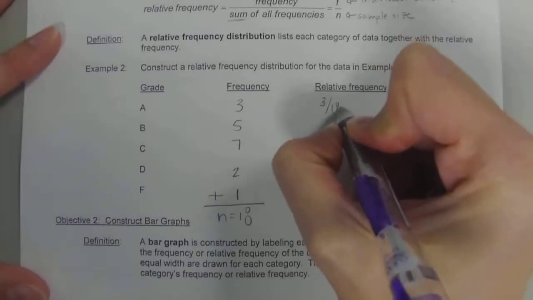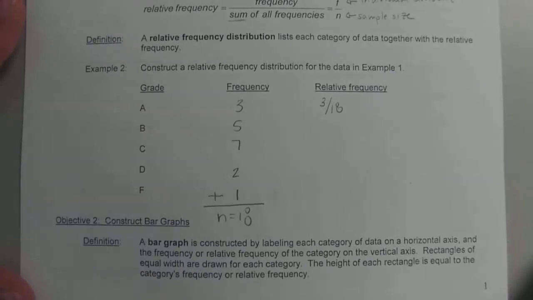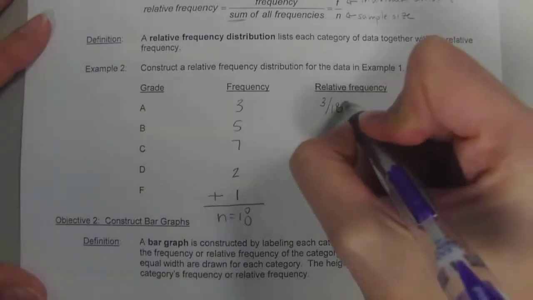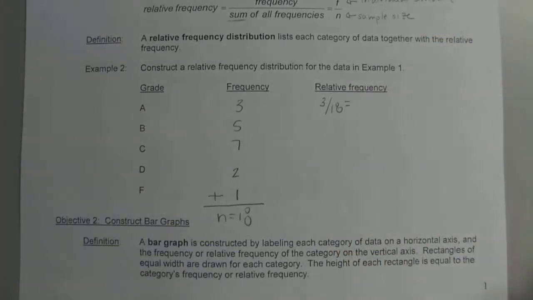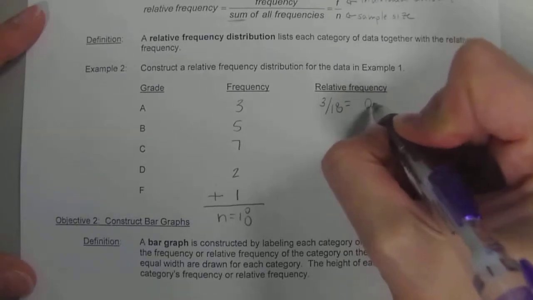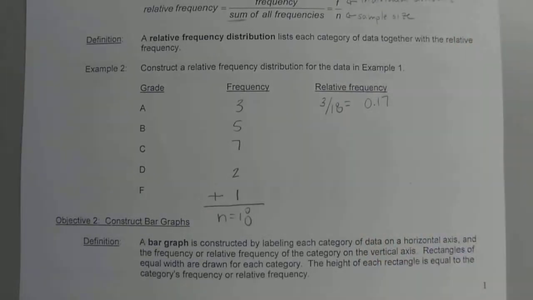So this is 3 out of 18. Why? Because there's 18 students and 3 of them got an A. You throw that in your calculator, and I believe you get 0.16 repeating, okay? So if we're going to round to 2 decimal places, that's just going to be 0.17. Or if you want to think of it as 17% or 16.6% repeating, that's fine. Typically, we leave relative frequencies as decimals between 0 and 1.